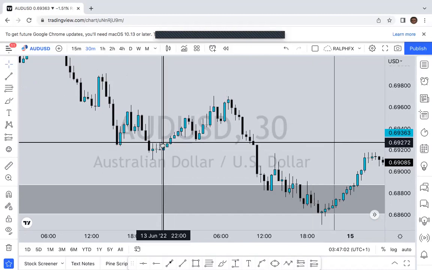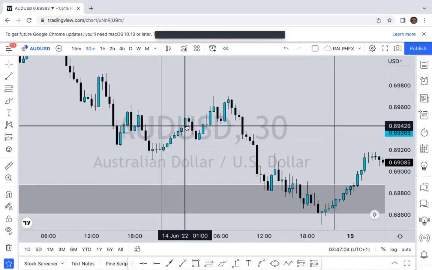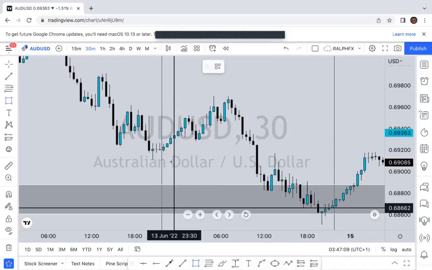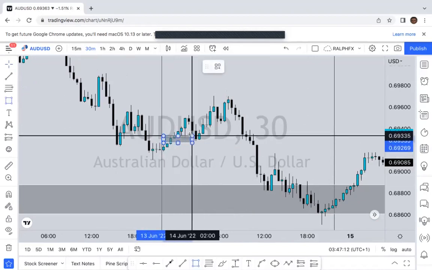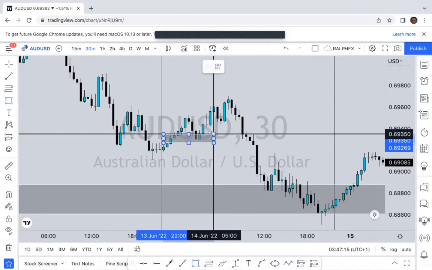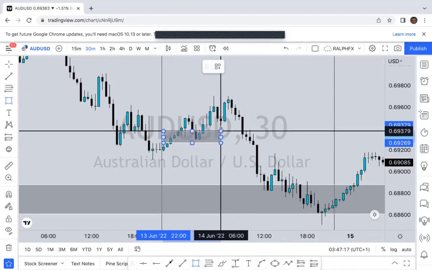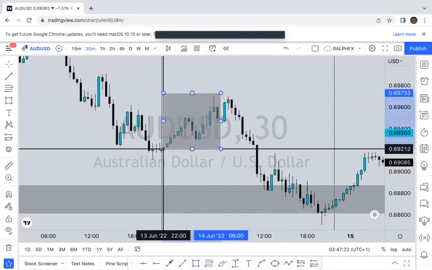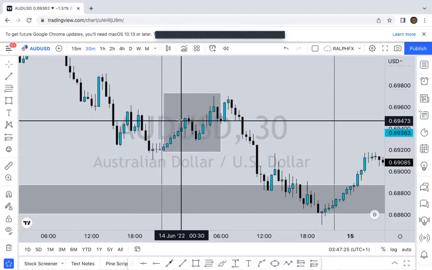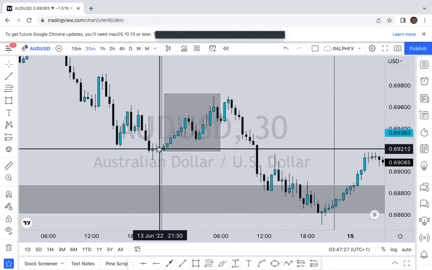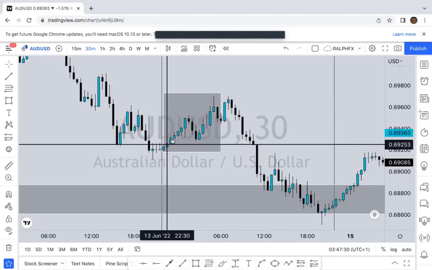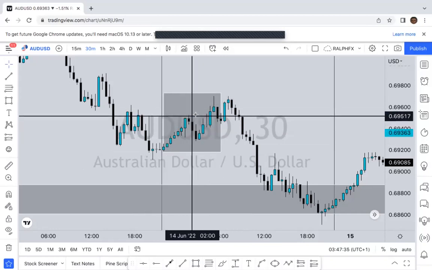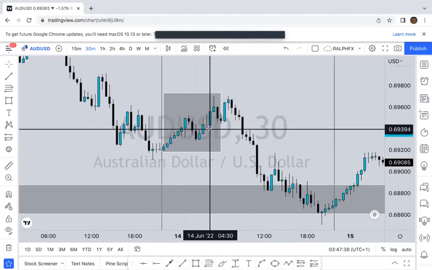So this is 10 all the way to 6. Let me try and use like a box. So this is from 10 all the way to 6 a.m. So this is the 6 a.m. candle here. So all of this move right here is the Asian session, right? This was the whole move during Asia. We had a push to the upside, downside, upside. So it was kind of sideways, but moving up a bit, right?